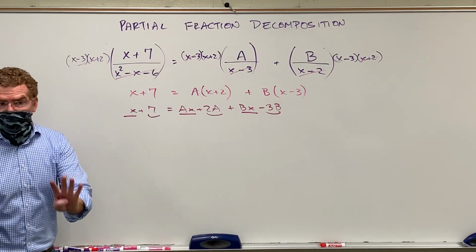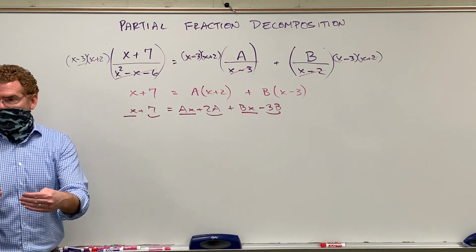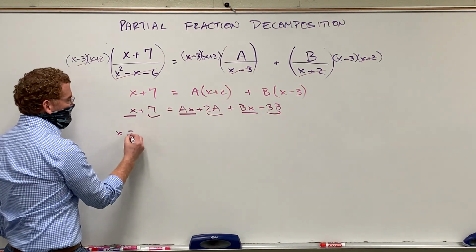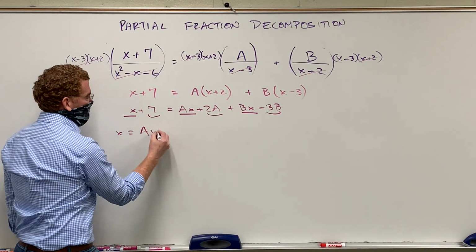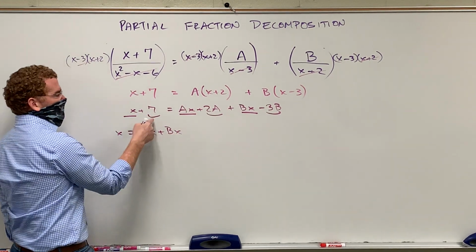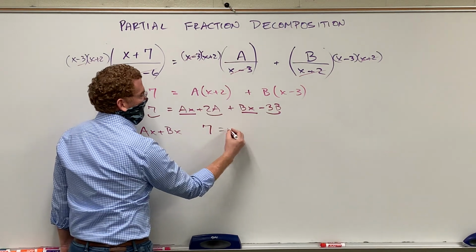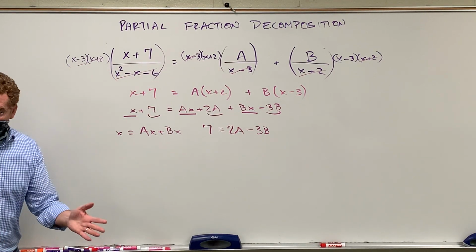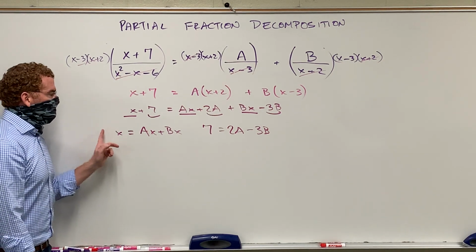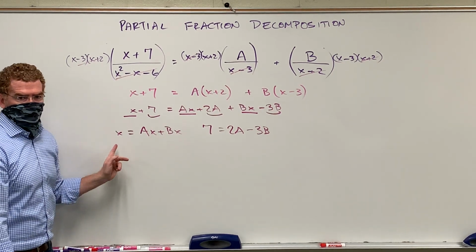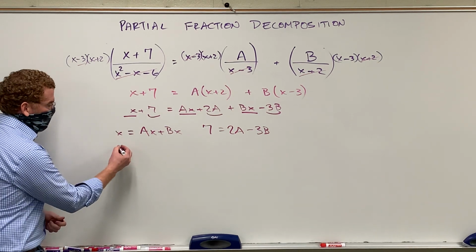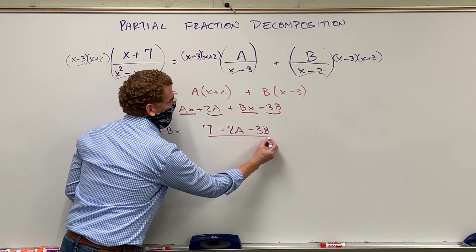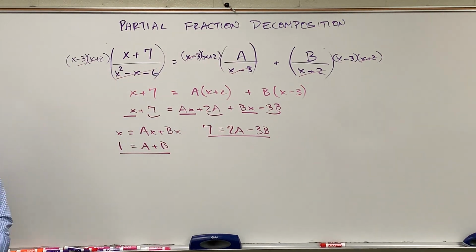So what I could do one way, and this is not the easy way, but one strategy, is to take all the x's and set it equal to all the other x's, and then take all the constants and set it equal to all the other constants. And again, if this is true, I could divide each of these x's out, and if I divide everything by an x, I get 1 equals A plus B. And what do I have now? I have a system of equations.